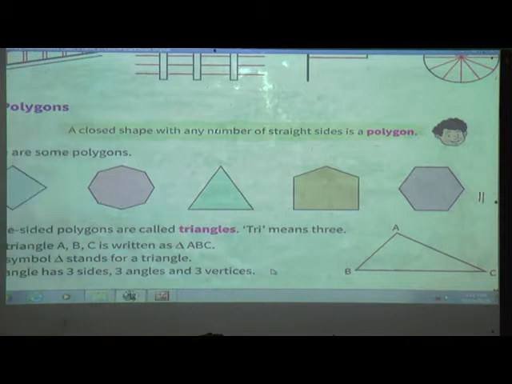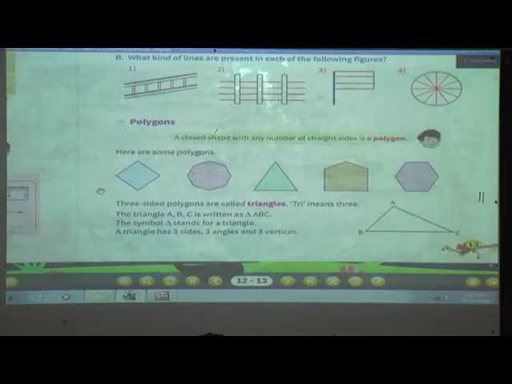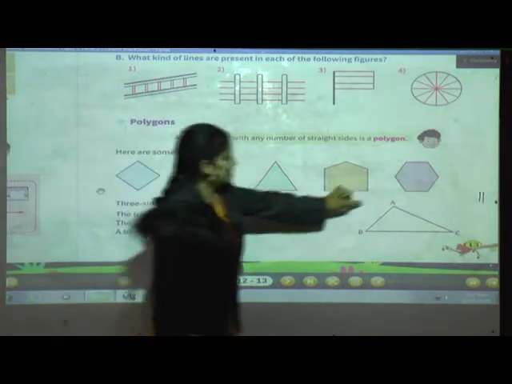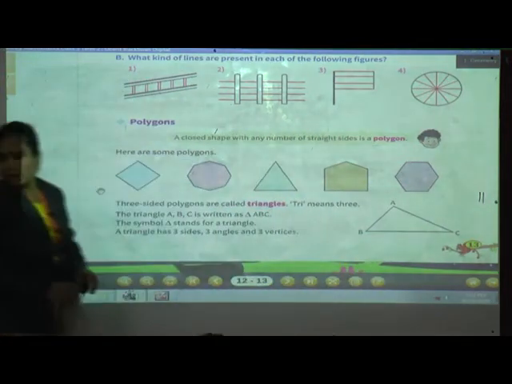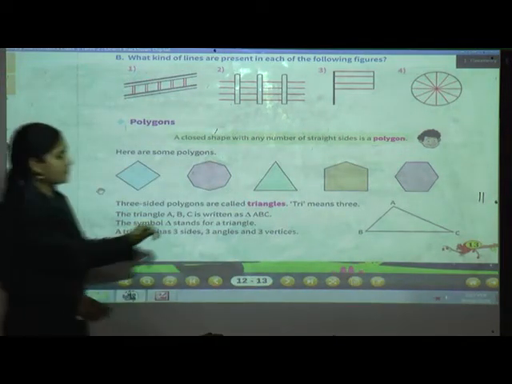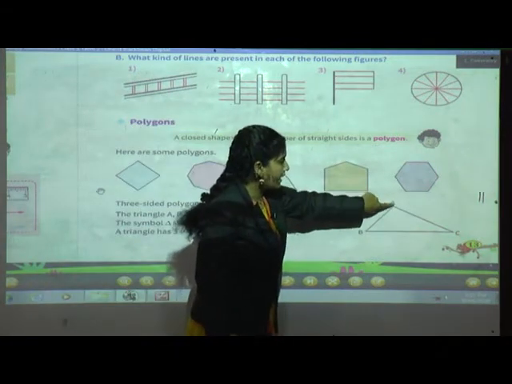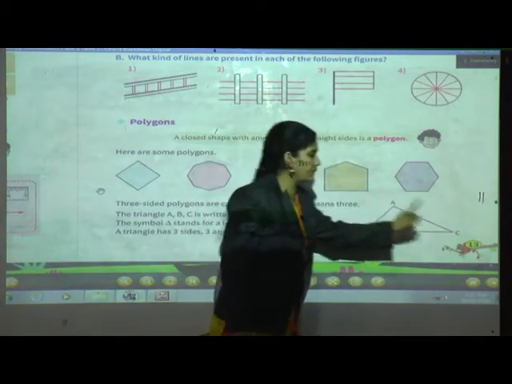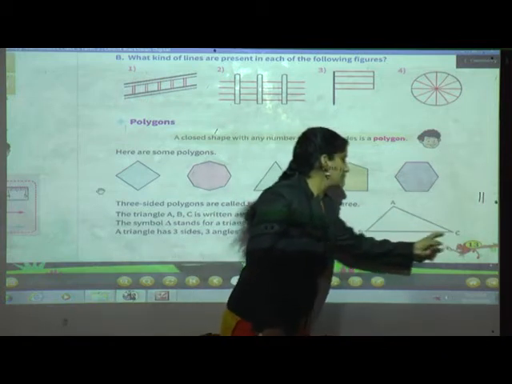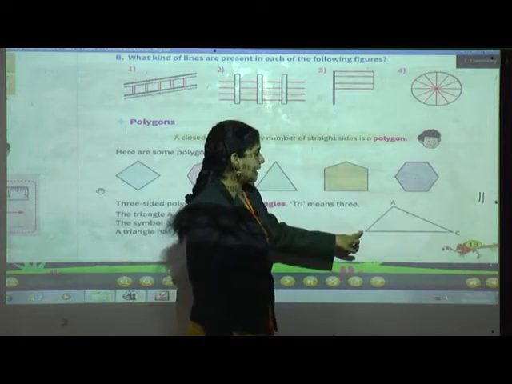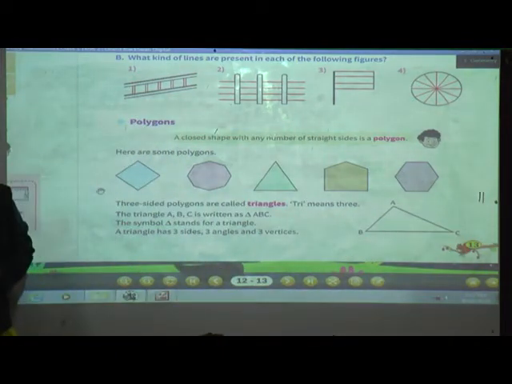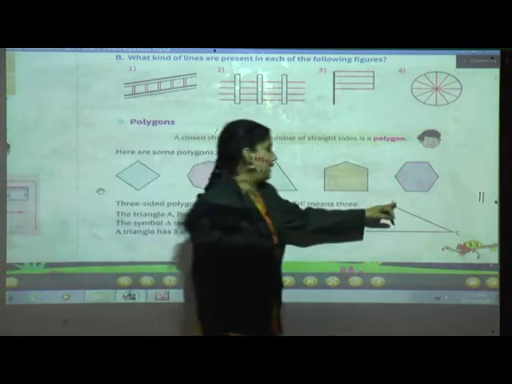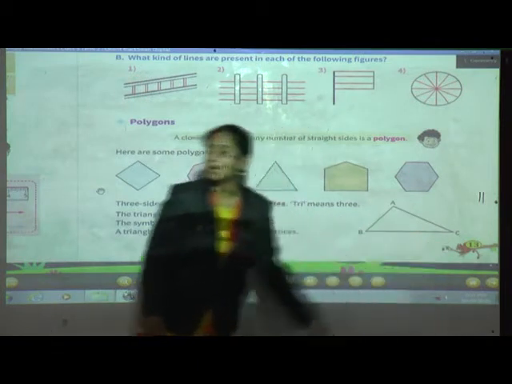Now, a triangle has three sides. You can see here, the triangle has three sides: side AB, side AC and side BC. Even the triangle has three angles. See, angle ABC, angle ACB and third one angle BAC. Like this they have three angles and three vertices. The vertices A, B, C.